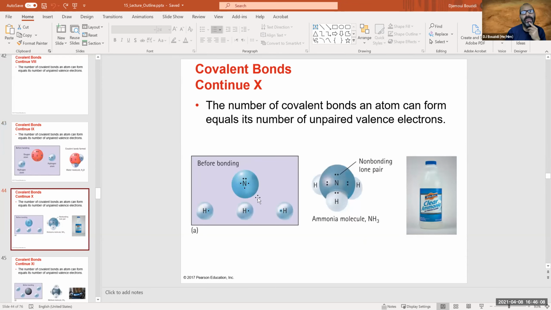Nitrogen can have 3 of them. That is what ammonia is, okay? Because you have hydrogen and hydrogen and hydrogen combining with the nitrogen to form NH3.